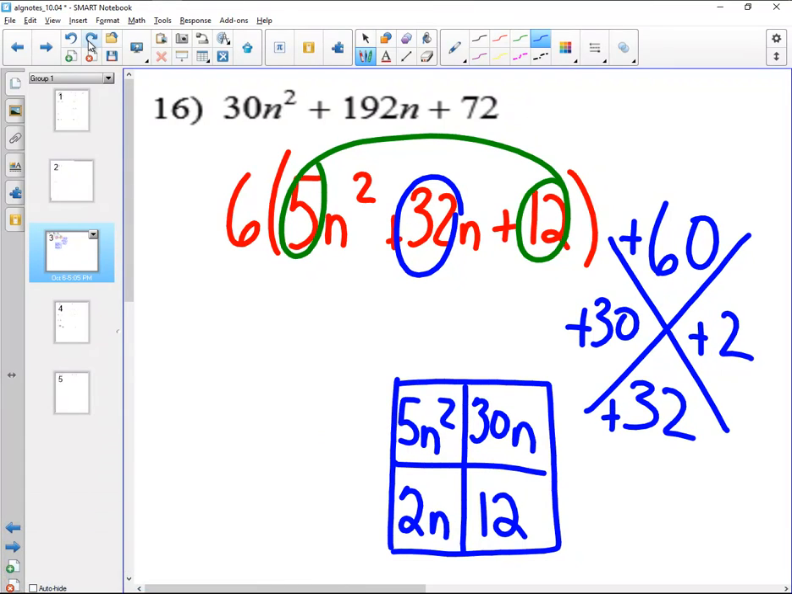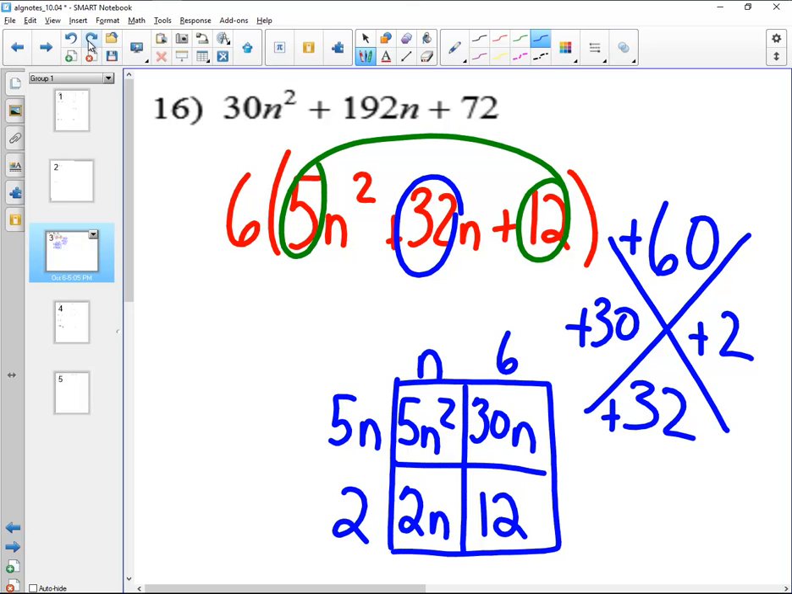Now we're looking for the greatest common factor for each row, and then the greatest common factor from each column. The greatest common factor from the first column is n. The greatest common factor from the first row is 5n. The greatest common factor for the second column is 6, and the greatest common factor from the second row is 2. Right?